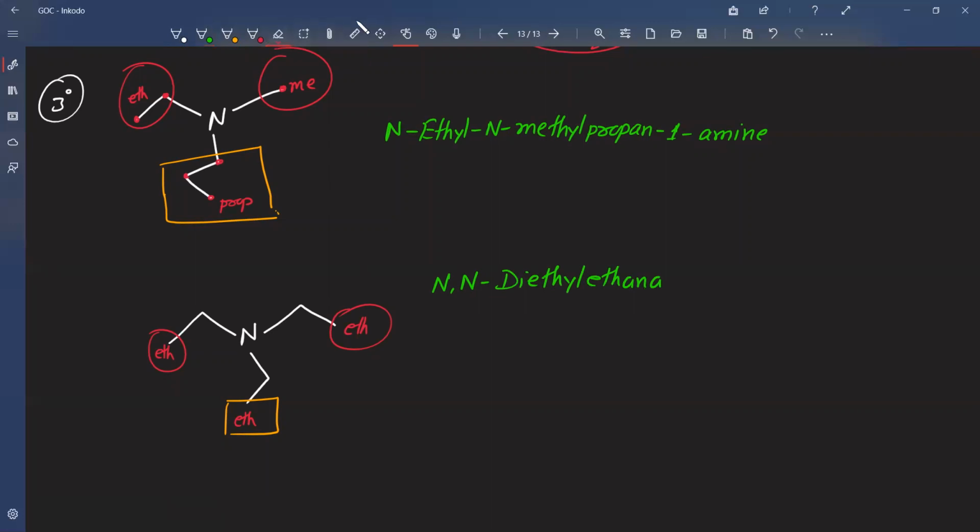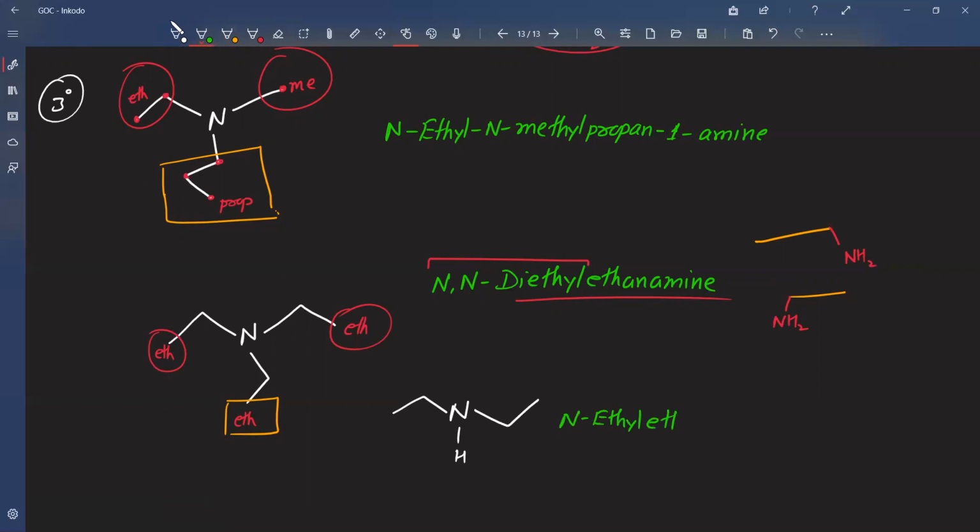Now, see here again, why did I say ethanamine and not ethane-1-amine? Because in case of ethane, whether you have an amine group attached here or here, both are the same. So that's why I have written ethanamine. So if there is a repetition in the substituents, you will write it like this. And if there are only two groups, for example, N, ethane, one more ethane, and H, then it is N-ethylethanamine. Clear?